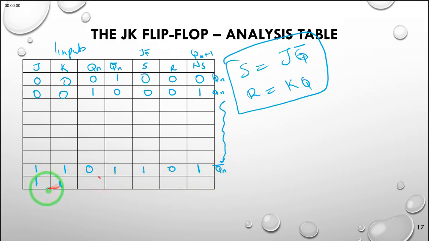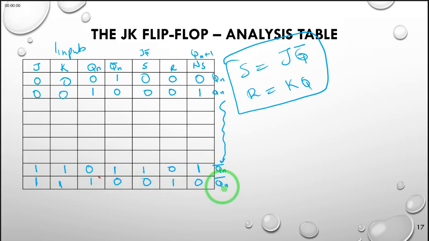Let's now observe the other one, 1, 1, where Q was 1, therefore Q bar is 0. We ask what S is. S is 1 and 0, which becomes 0, and R is 1 and 1, which becomes 1. When S is 0 and R is 1, what is the next state? We know from the characteristic table of SR that it is 0. So again, this is equal to Qn bar.